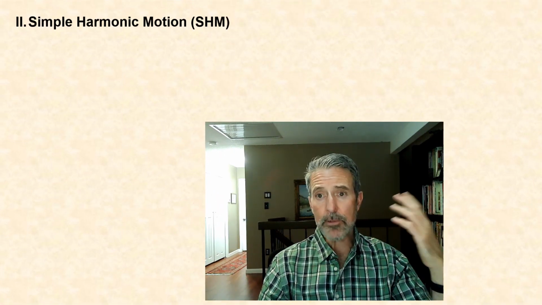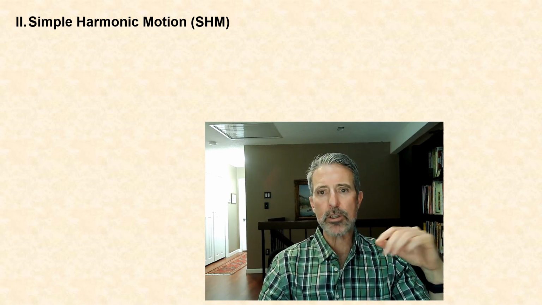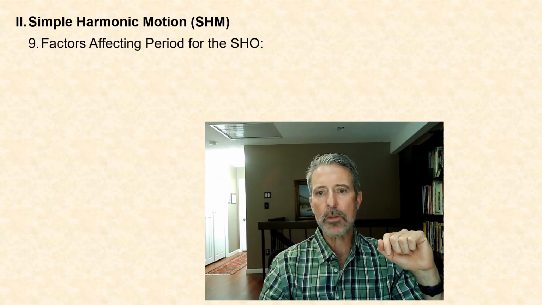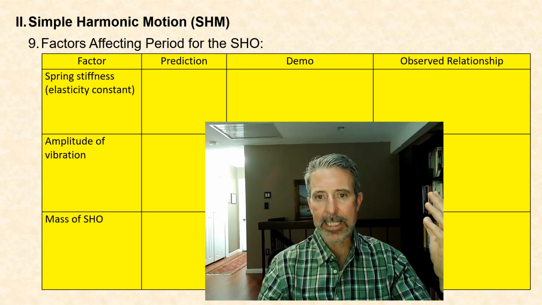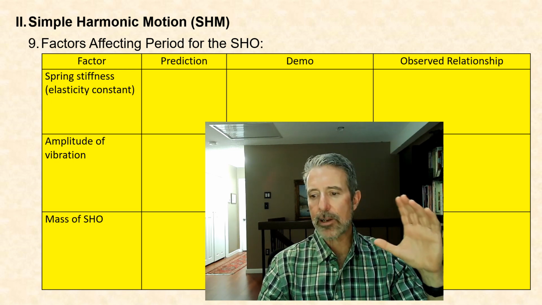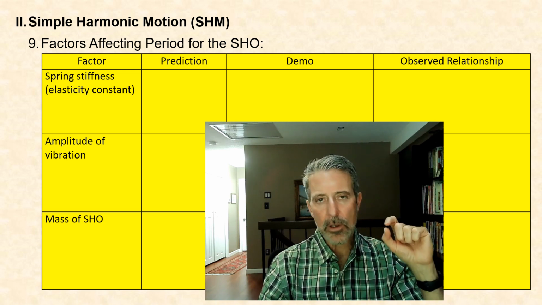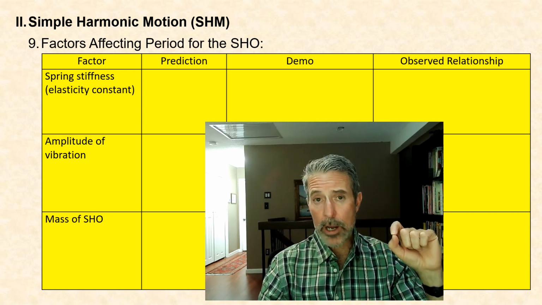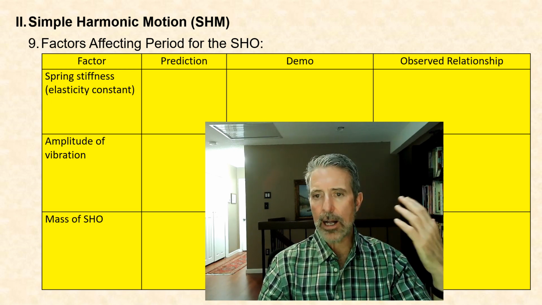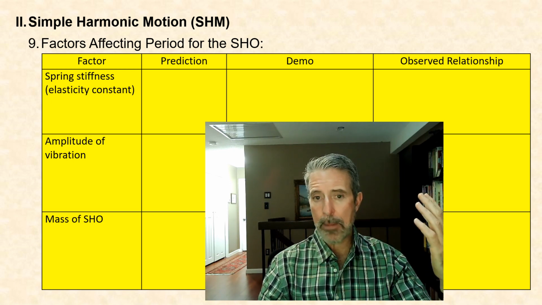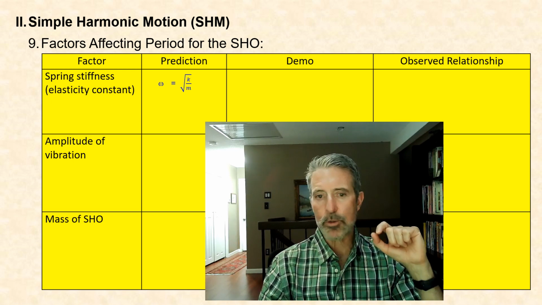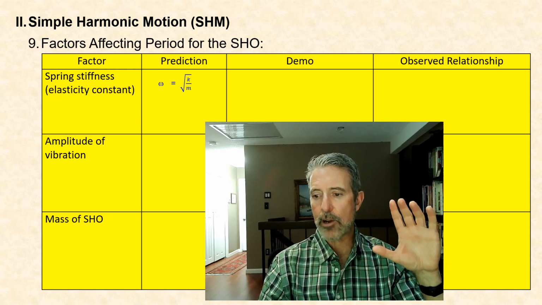Let's now spend a little bit of time exploring some of the factors that will affect the period of the simple harmonic oscillator. We'll start by taking a look at the spring stiffness, or should I say elasticity constant, that we call K. Remember that in deriving our equation of motion for the simple harmonic oscillator, we found that the constant omega was related to both the spring constant and mass as follows. Omega was equal to the square root of K over M.